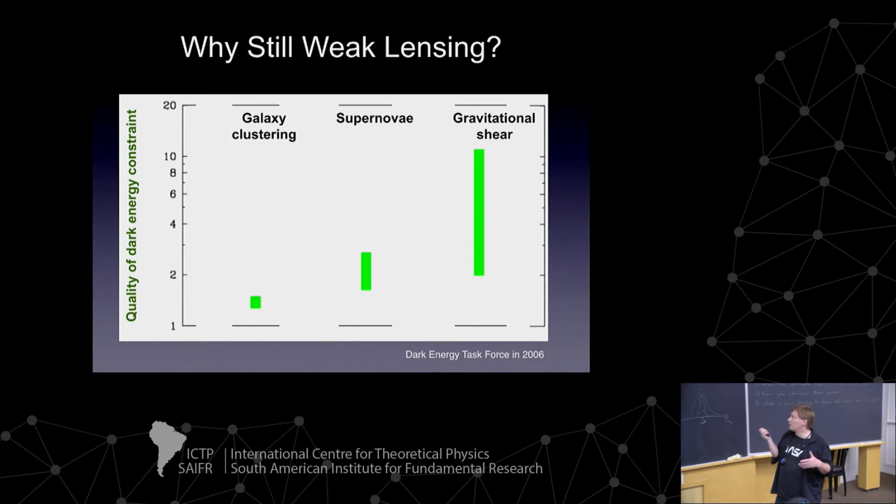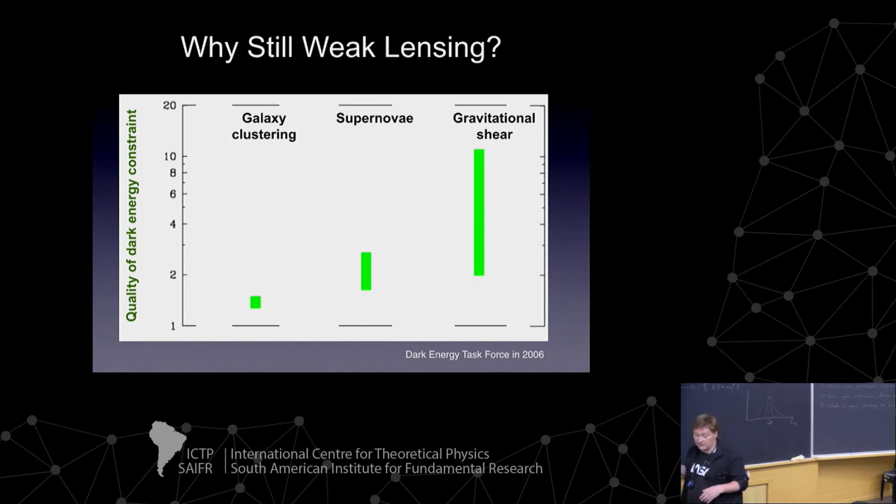This is an older one, the Dark Energy Task Force Figure of Merit, 2006. You can haunt people with this. But this is a very simple plot. If you show it to funding agencies, gravitational shear is very powerful, supernovae are less powerful, galaxy clustering is even less powerful. That has changed over time, now that we understand systematics better. Obviously, we have better predictions for these kinds of things, but this is what happened in 2006.